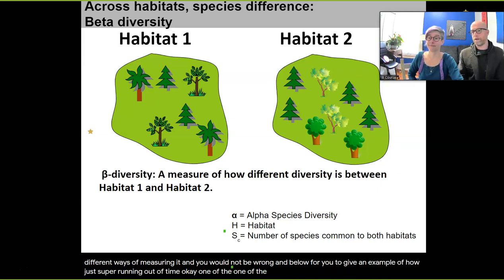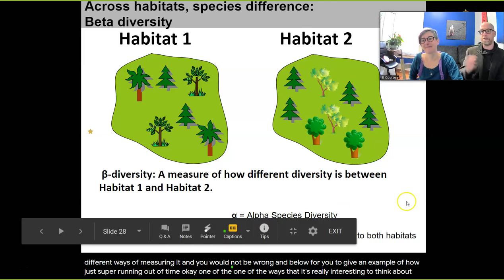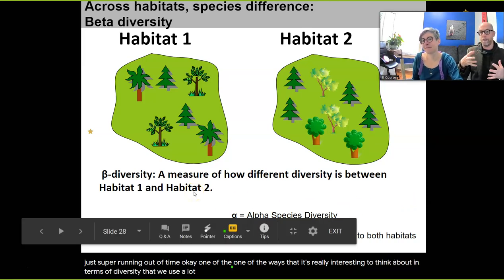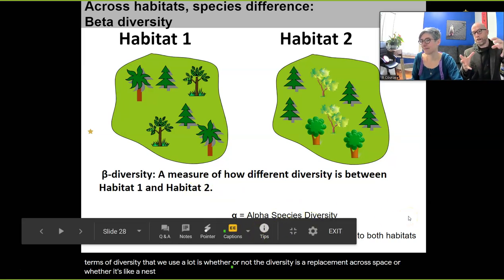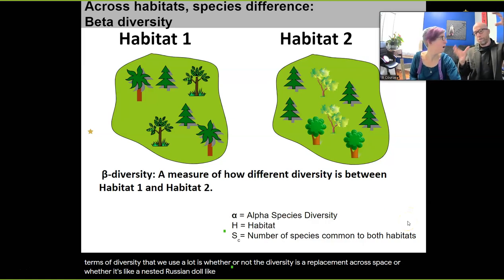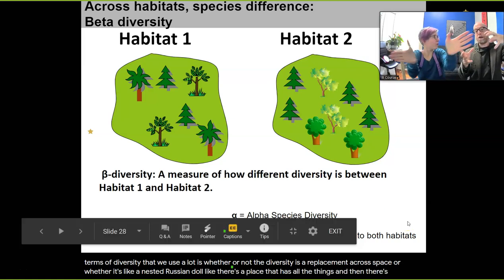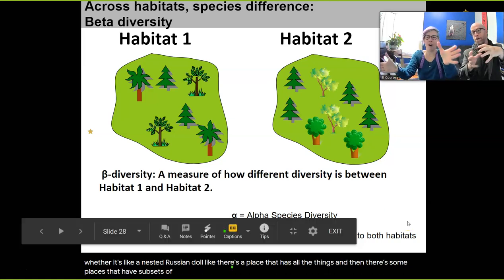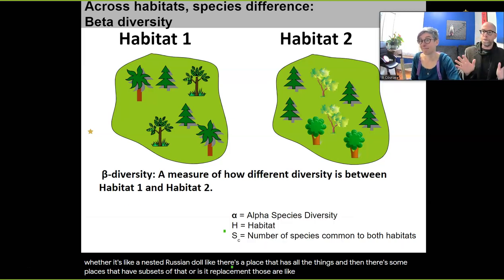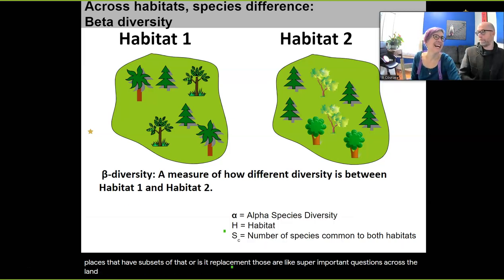Okay. One of the ways that it's really interesting to think about diversity, that we use a lot, is whether the diversity is a replacement across space or whether it's like a nested Russian doll, where there's a place that has all the things and then there are sub places that have subsets of that. Or is it replacement? Those are super important questions across the landscape. That's awesome.